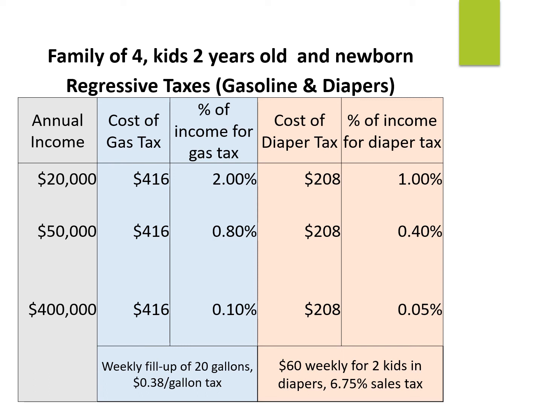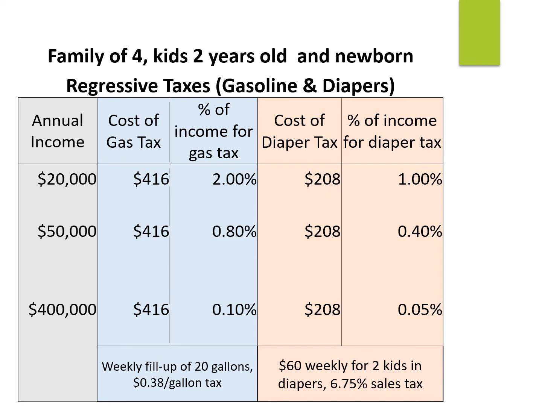Whereas somebody who's making a low income, like $20,000 a year, is barely meeting their basic expenses for rent and food and things like that. And so they don't have a lot of money left over. So let's look at a gas tax.